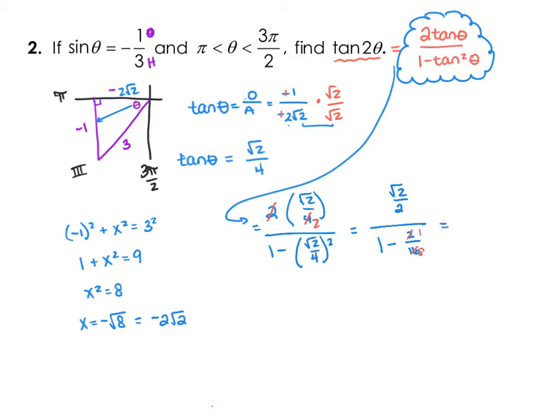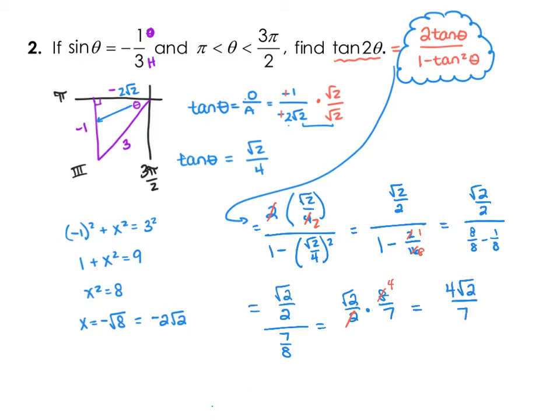So now we can rewrite this as the square root of 2 over 2 over, we're going to do 8 over 8 minus 1 over 8. So now we have the square root of 2 over 2 over 7 over 8, which is the same thing as the square root of 2 over 2 times 8 over 7. I always like to make things smaller if I can. So the 2 will cancel out with the 8, both divisible by 2. And we're left with 4 times the square root of 2 all over 7. And that is going to be your final answer.